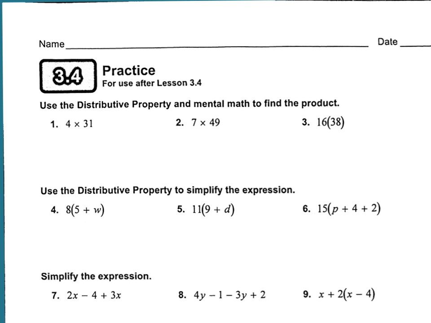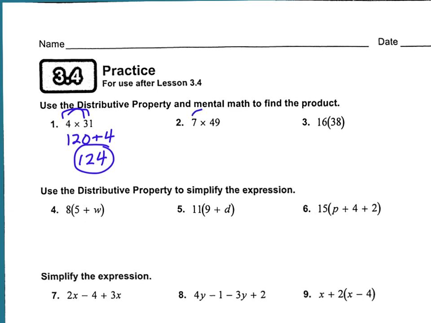So I'm going to go 4 times 30 is 120. And then 4 times 1 is, or is 4. So my answer would be 124. So yeah, it doesn't just work for algebra. You can actually use it for other things.